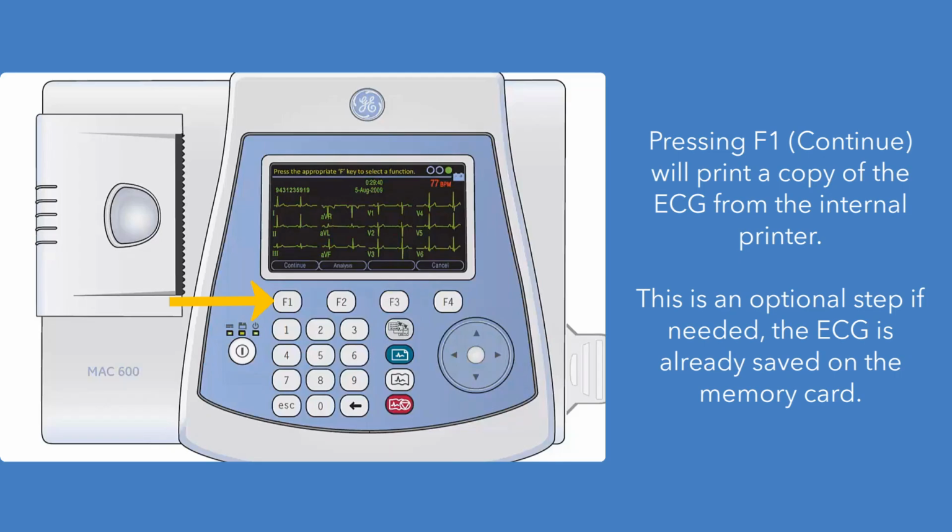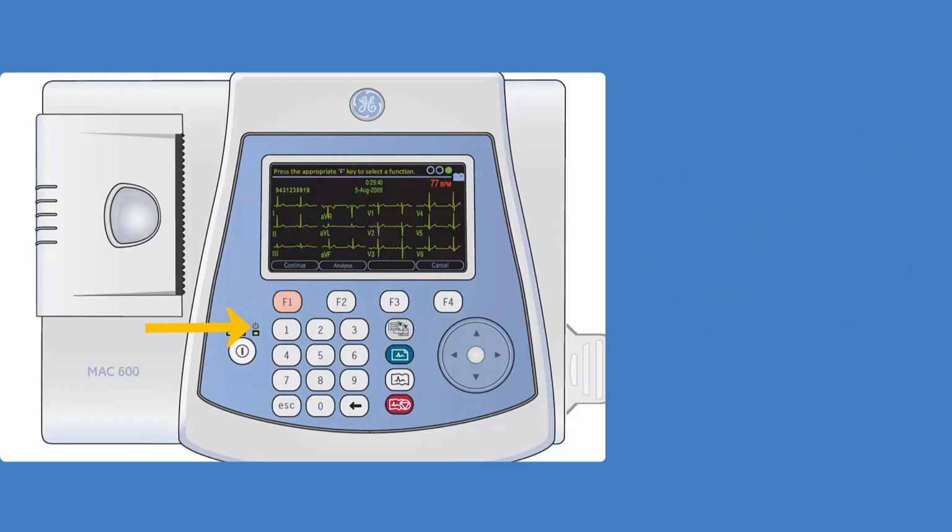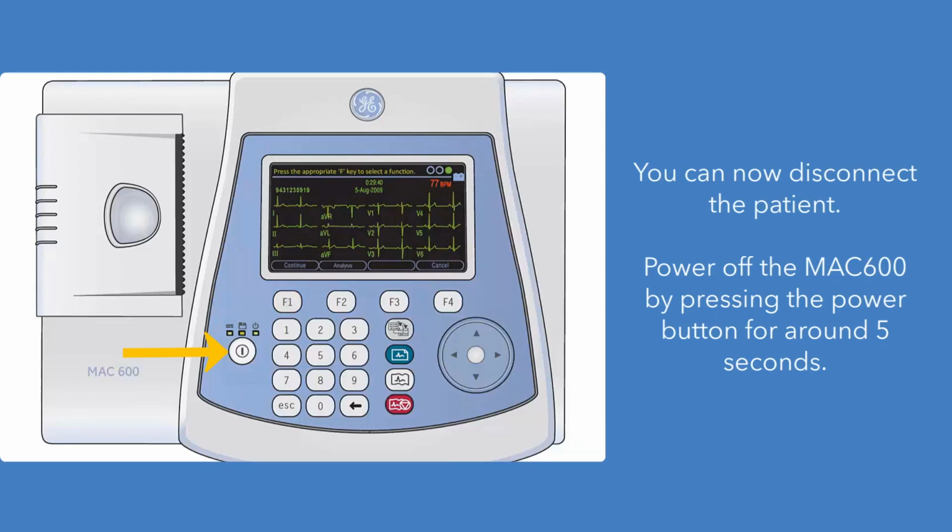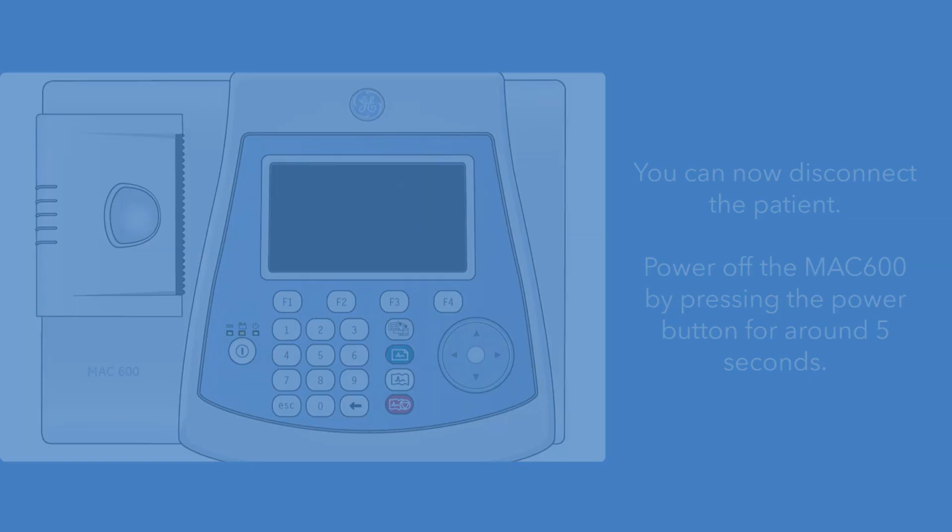Pressing F1, Continue, will print a copy of the ECG from the internal printer. This is an optional step if needed. The ECG is already saved on the memory card. You can now disconnect the patient. Power off the MAC600 by pressing the power button for around 5 seconds.